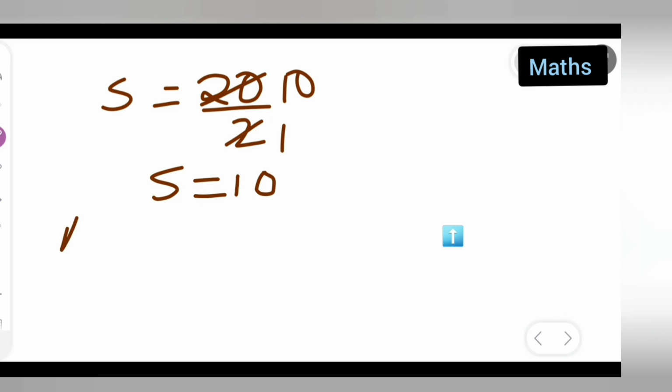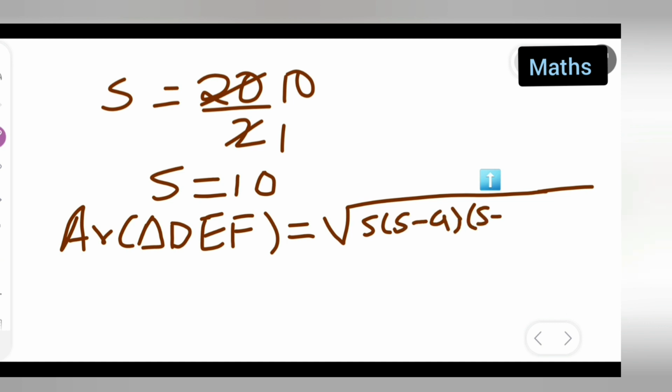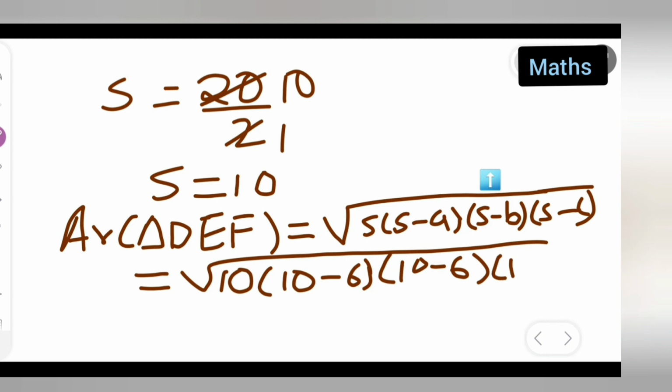Next we need to find the area of triangle DEF. What is the formula for that? Write down, square root of S into S minus A, S minus B and S minus C. This is the formula for the area of triangle DEF. What is the value of S? Semi perimeter is 10. 10 minus 6, the value of A is 6. The value of B is also 6, so 10 minus 6. The value of C is 8, so 10 minus 8.